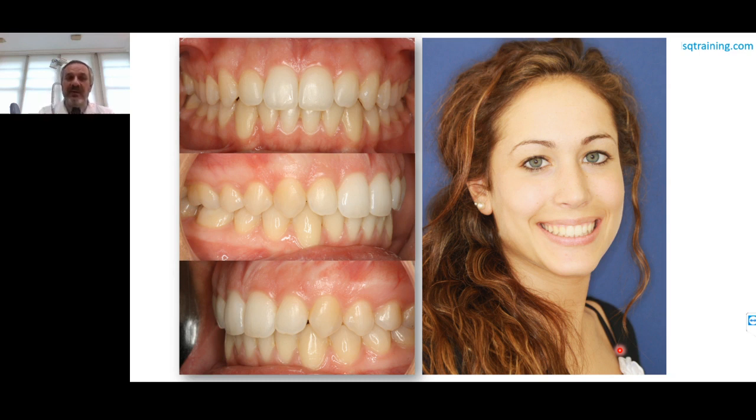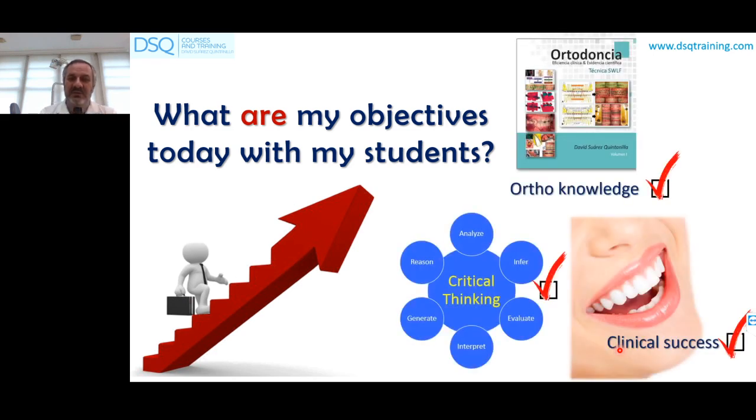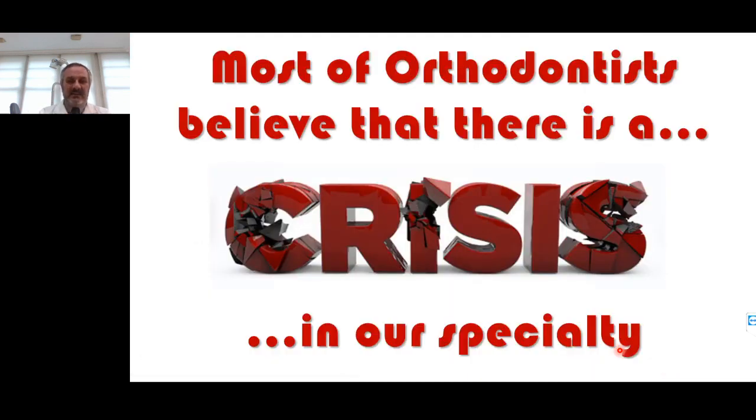Imagine if you put a splint 24 hours a day. The patient refuses the orthodontic treatment. If you complicate the life and put splint, orthodontic surgery, a lot of things, this is against clinical success. For this reason, it's very, very important, and my objective today with my students is orthodontic knowledge, critical thinking, evidence-based treatment, or evidence-based orthodontics and clinical success.